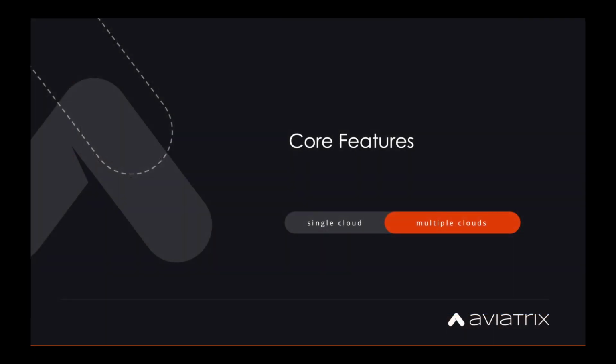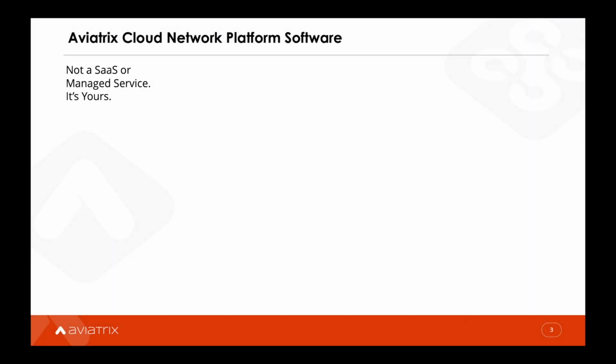Let's start by introducing the Aviatrix Cloud Network Platform software. The first thing to understand about the platform is that it is not a SaaS offering or a managed service. It is something that you own when you subscribe to it from a CSP Marketplace. When we say it's yours, we mean that all the components of the platform that we'll introduce on this slide will show up in your AWS account as EC2 instances and VPCs, or in your Azure subscription as virtual machines and VNets, or in your GCP project as compute engine instances and VPCs, and so on and so forth.